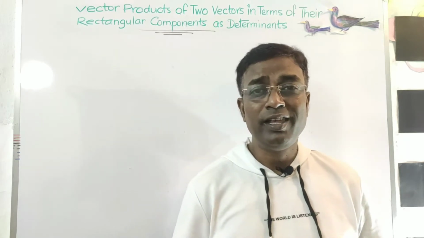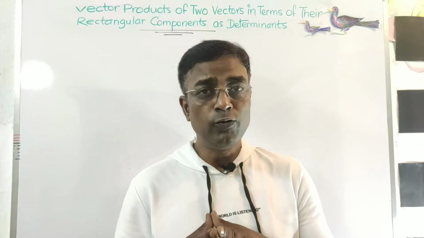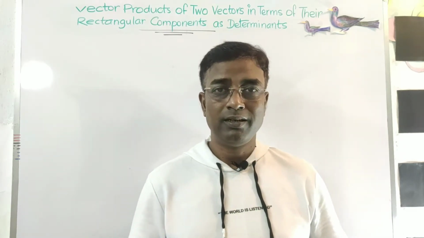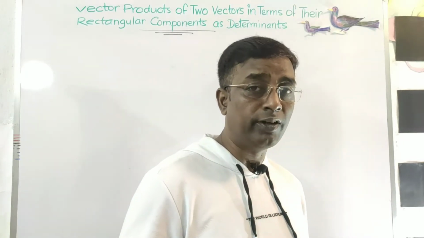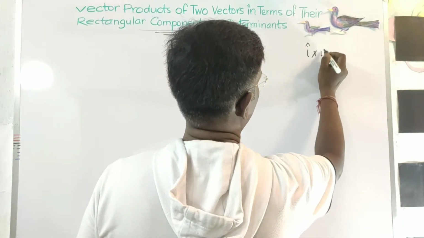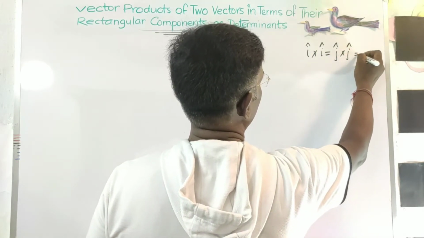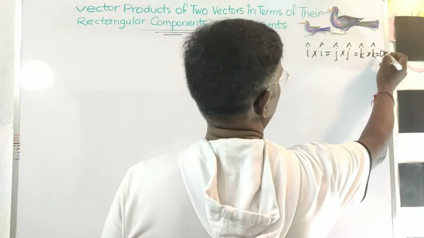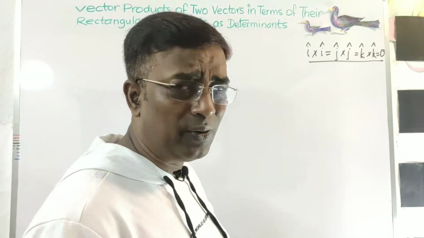In this session, we are going to find the determinant form for the product of two vectors. But to understand that part, we should have some previous knowledge about the unit vectors and especially the product of unit vectors. All of you know by this time that i cross i is equal to j cross j, and the product of k cross k is 0. Yes, this is one very important point all of you should know by this time.